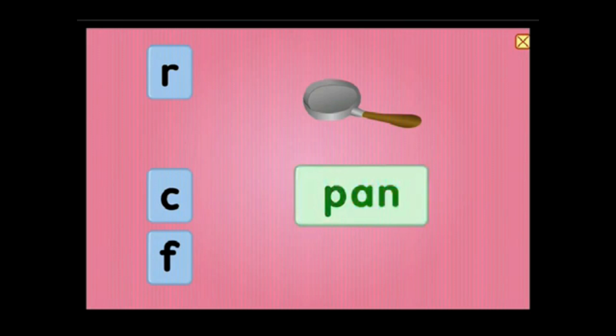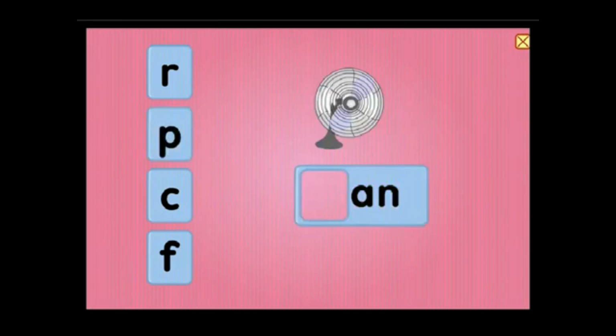Pan. Fan. Which letter makes the word fan? The letter R, P, C, or F? You decide.